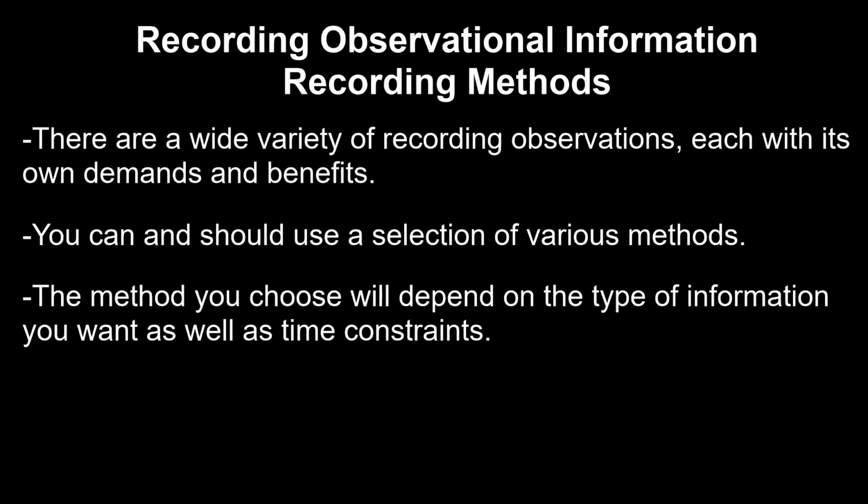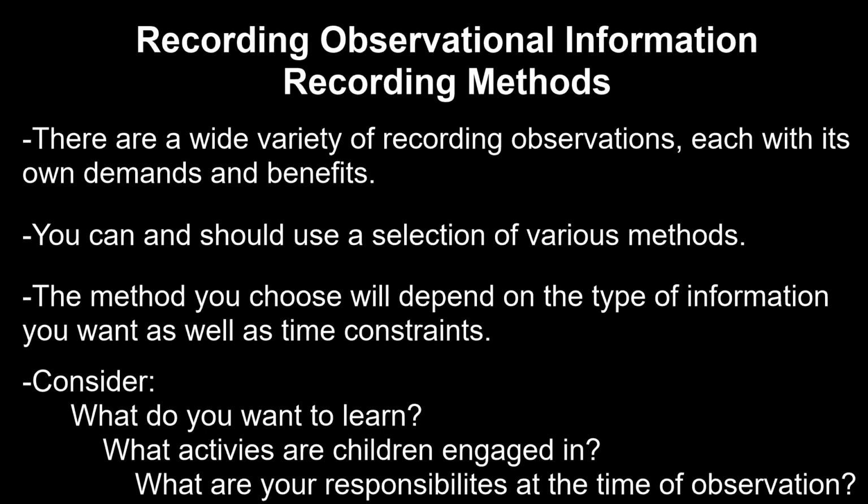When working with one student, you're able to take notes that describe what he or she is doing quite clearly. However, when circulating around the classroom, guiding students' involvement in a science project, making quick check marks on a matrix is easier to manage. Selecting a documentation method depends on several factors: what you want to learn, the activities your children are engaged in, and your responsibilities at the time of observation.